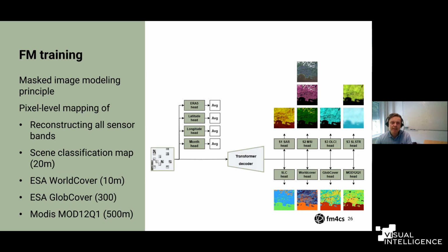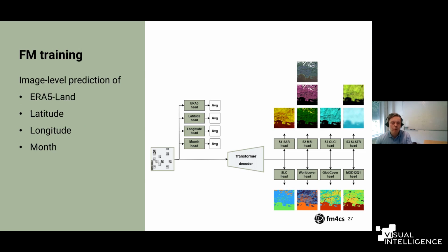In addition to this pixel-level mapping, we also perform a prediction of ERA5 land cover, and the latitude where the image is taken, longitude, and which month it is. We'll come back to that a little later. So this is on the image level. This is done by averaging all the tokens for the crop we are looking at, and feeding that through a linear projection in order to predict what we have here.